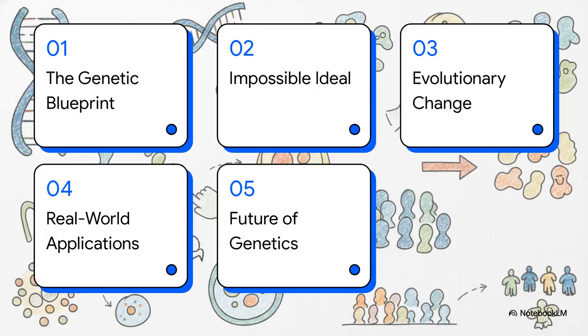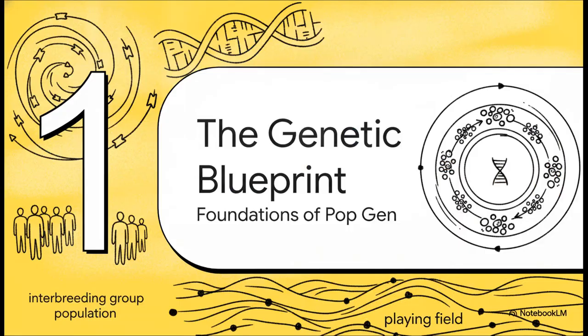Here's our roadmap for today. We'll start with the genetic blueprint, then look at the impossible ideal population, dive into the forces of evolutionary change, check out some real-world applications, and finally, peek into the future of genetics. Let's get right into it. Section 1, the genetic blueprint, where we'll understand the foundation of populations.